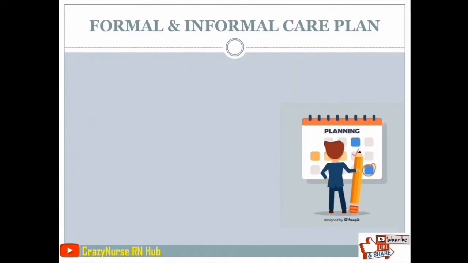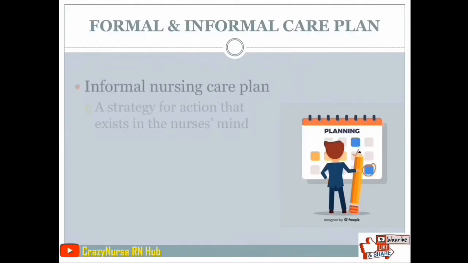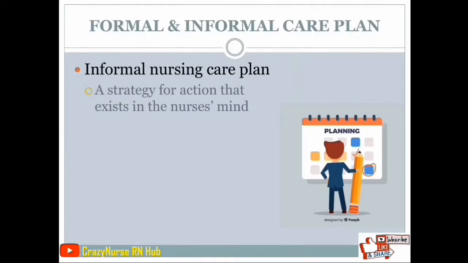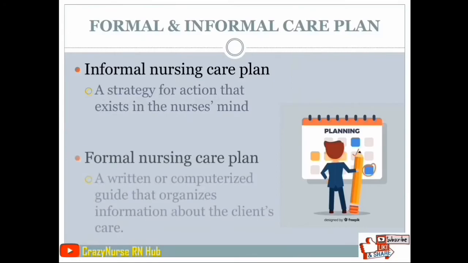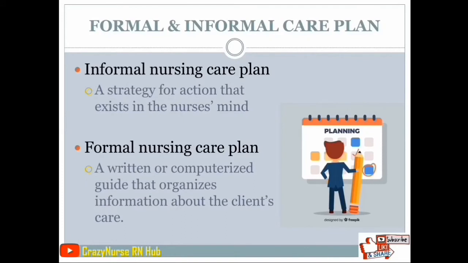The end product of the planning phase of the nursing process is a formal or informal plan of care. An informal nursing care plan is a strategy for action that exists in the nurse's mind. On the other hand, a formal nursing care plan is a written or computerized guide that organizes information about the client's care. And the most obvious benefit of a formal written care plan is that it provides for continuity of care.